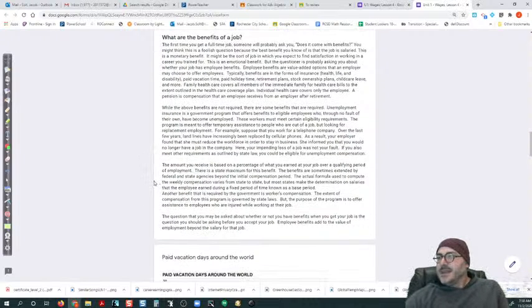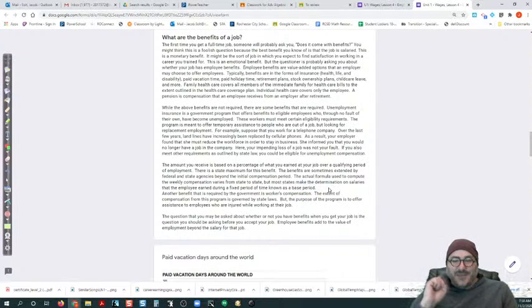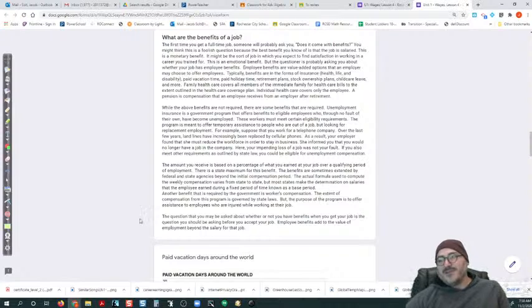All right. The amount of unemployment you receive is based on a percentage of what you earned at your job over a qualifying period of employment. There is a state maximum for this benefit. The benefits are sometimes extended by federal and state agencies beyond the initial compensation period. The actual formula used to compute weekly compensation varies from state to state. Most states make the determination on salaries that the employee earned during a fixed period of time, known as the base period. That's the base period. So base period is used to define and calculate these kinds of unemployment benefits.